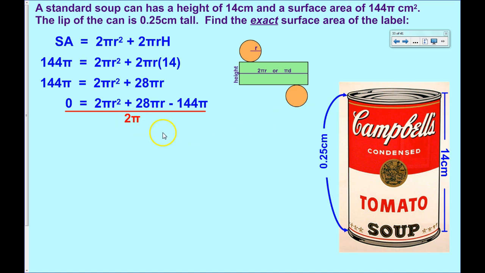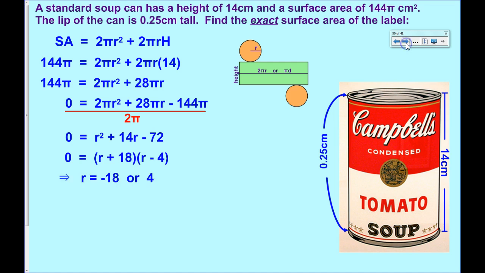2 pi is a number, it's like 6.28-ish. And if you take 0 divided by that, you get 0. And if you divide all of these by 2 pi, well, the 2's cancel and the pi's cancel, basically. And it reduces the size of the coefficients down to something that's manageable and totally factorable. Factor that up, you get solutions of negative 18 or 4. Obviously, the negative 18 doesn't make any sense, so you're just going to use the 4.